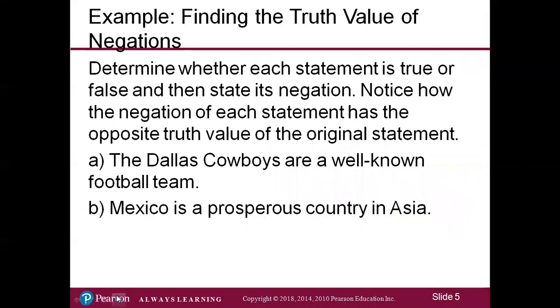Determine whether each statement is true or false, and then state its negation. Notice how the negation of each statement has the opposite truth value of the original statement. The Dallas Cowboys are a well-known football team. Mexico is a prosperous country in Asia.